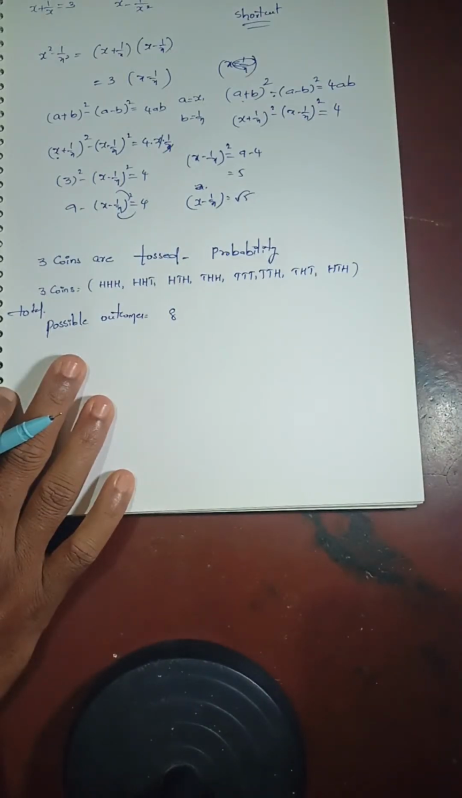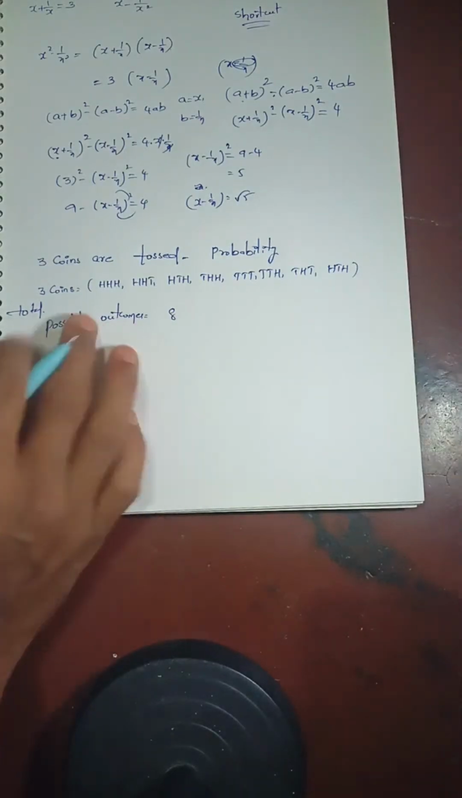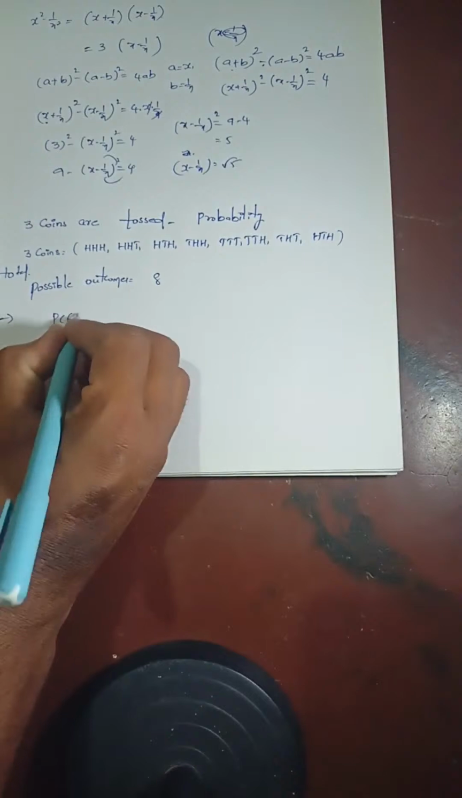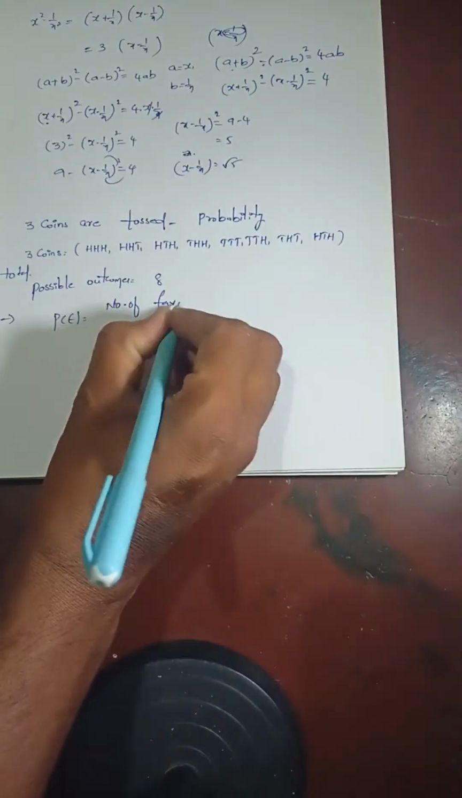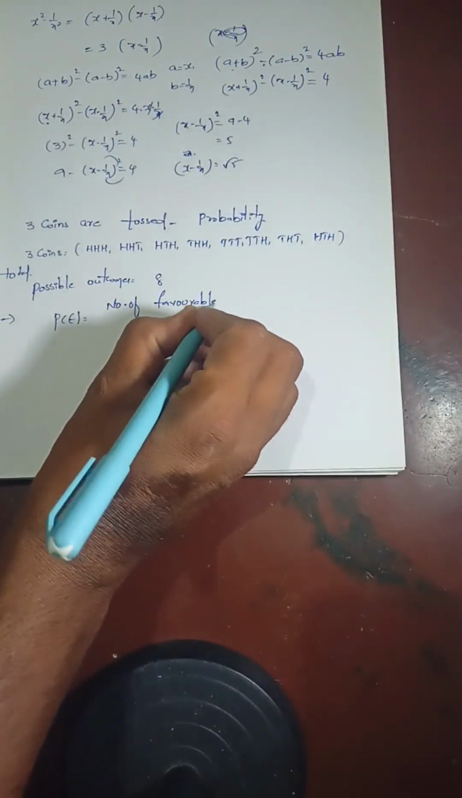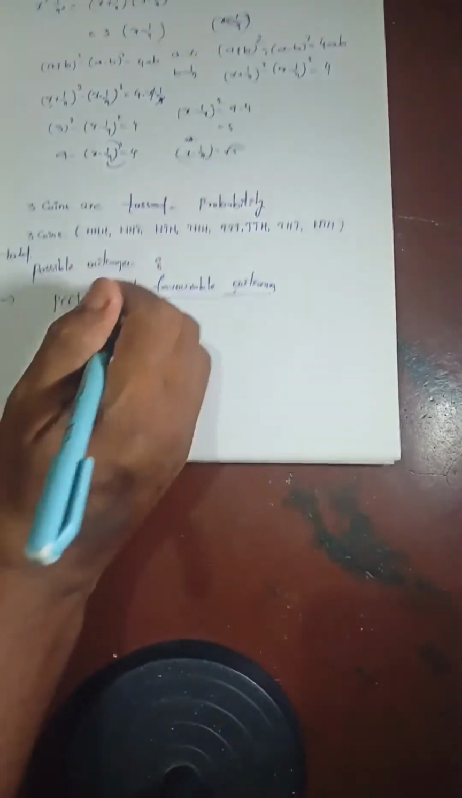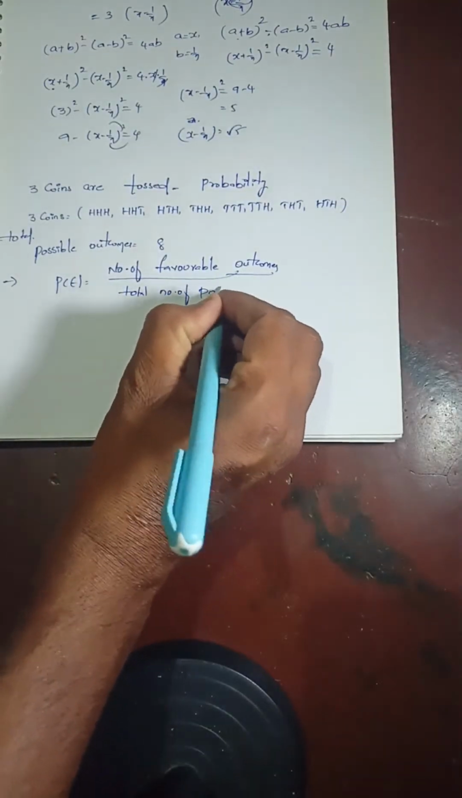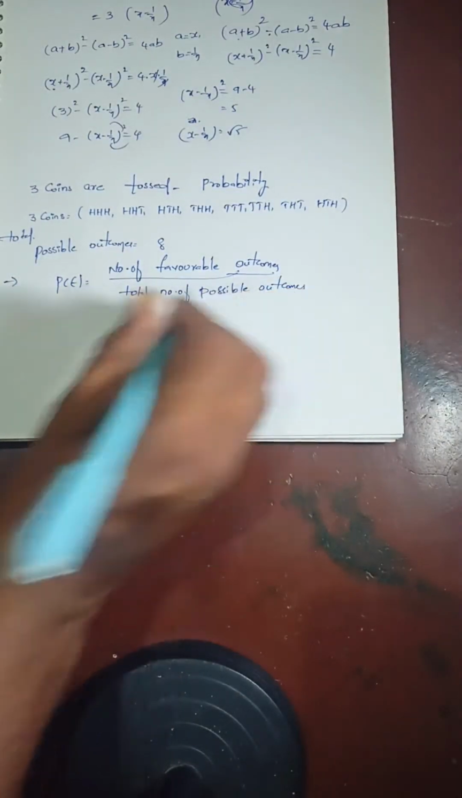So what is the total number of possible outcomes? Total possible outcomes are 8. Now see, I'm going to write the question. We already know probability of an event is number of favorable outcomes by total number of possible outcomes. Total number will not change because it is already 8.